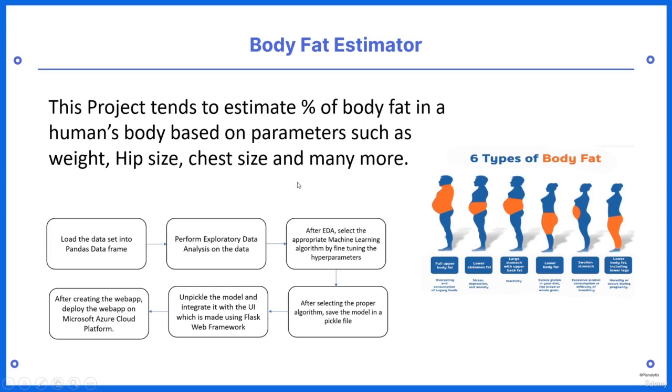Hi. So today we'll look at a full stack web application which uses machine learning, or we can say a full stack data science project, which helps to calculate the body fat. Basically, this project estimates the percentage of body fat in a human's body based on several parameters like weight, size of the hip, chest size, and many more. So quickly let's go through the workflow.